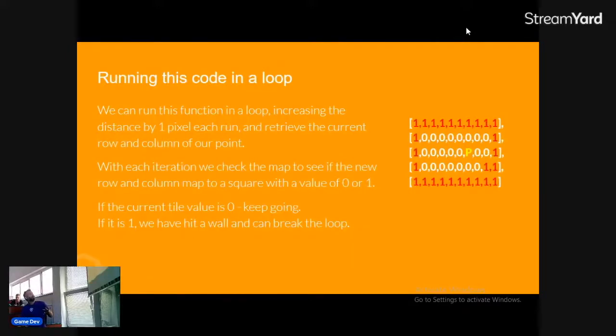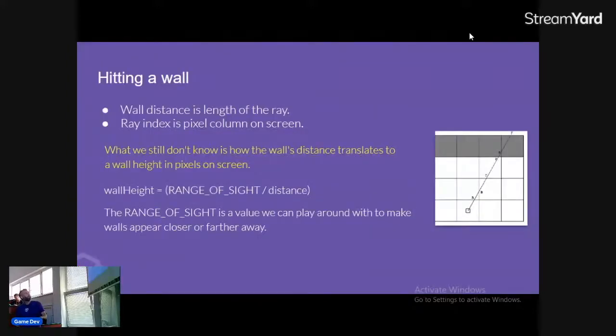And as I just mentioned earlier, we need to run this code in a loop. We need to advance our ray in a loop until we hit something, until the hypotenuse is long enough for actually hitting a wall or something. So the wall distance, as we said, is the length of the ray. If we finally hit the wall, that's how far it is away from us.